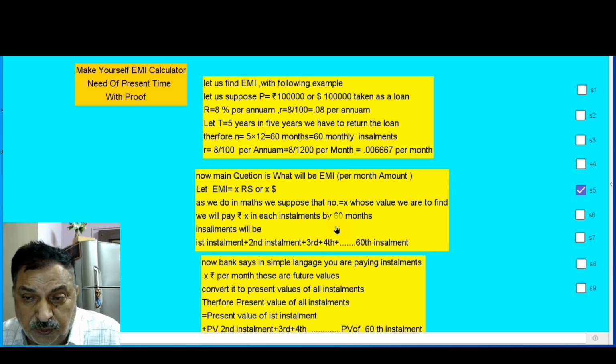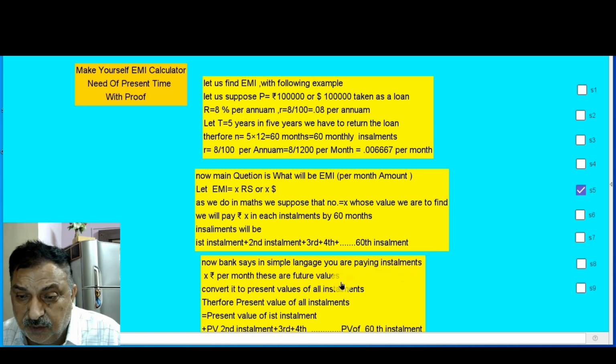Now we are to find the EMI value. Therefore, in math, what we have to find, we suppose that value is equal to X. Therefore, we have supposed that the value of EMI is equal to X rupees. Now the bank says, in simple language, you are paying installment X rupees per month.